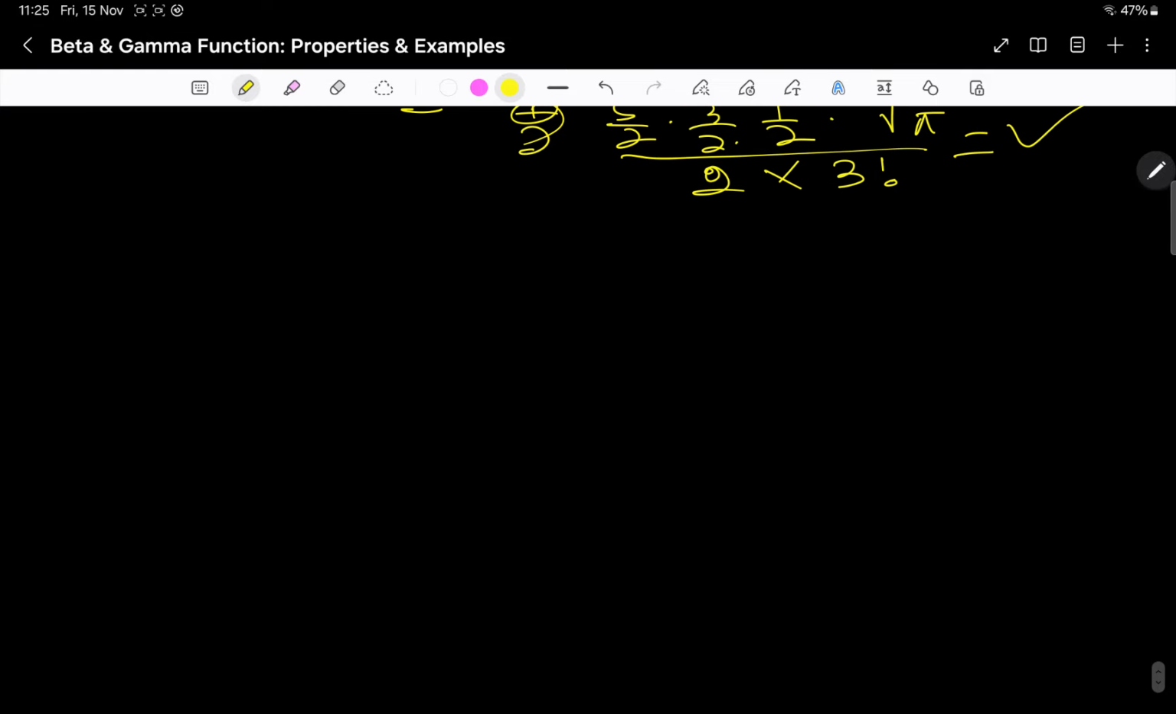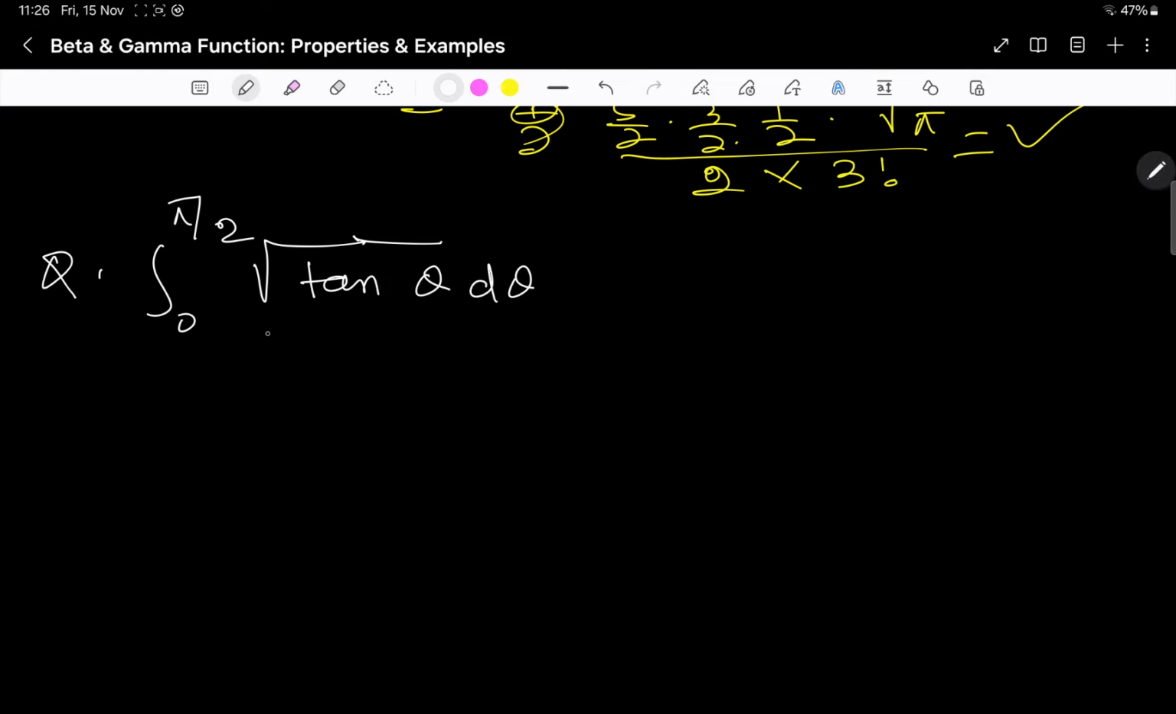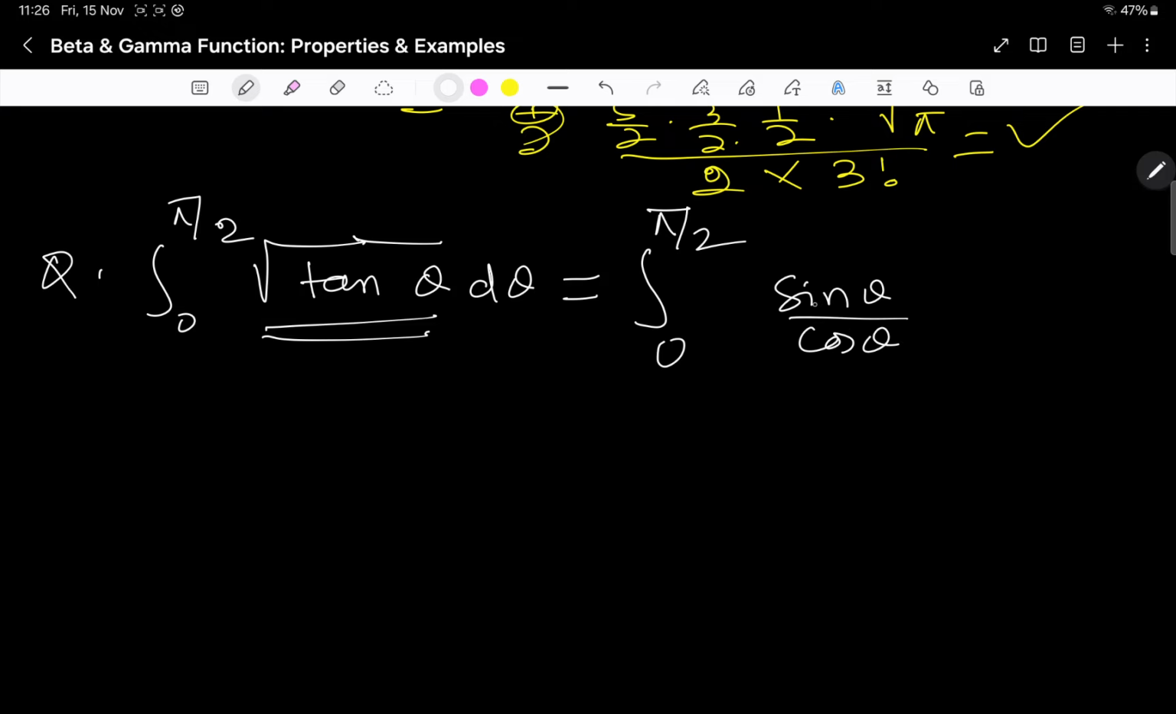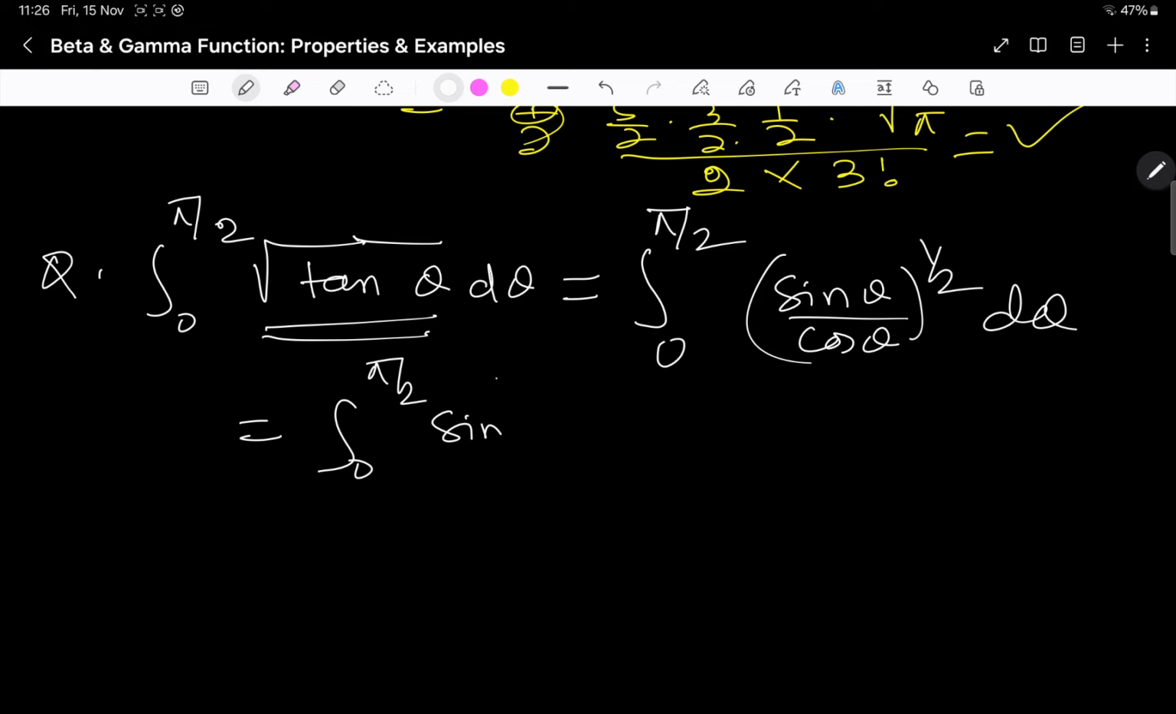Now if I ask you one more complicated integral, you can recall also in your plus 2 or 12th class, it is a quite complicated and lengthy integral. So by using the gamma function and beta function, it is quite easy now. So root over of tan means (sine theta divided by cos theta) to the power half d theta. You see, it is quite easy now. So integral 0 to pi by 2 sine to the power half theta into cos to the power minus half theta d theta, is not it? Now it converts to the gamma function.